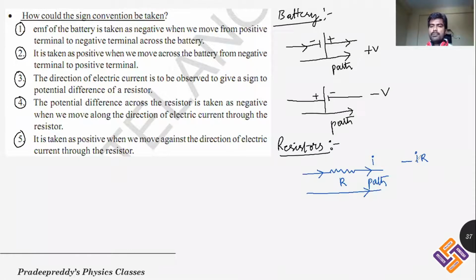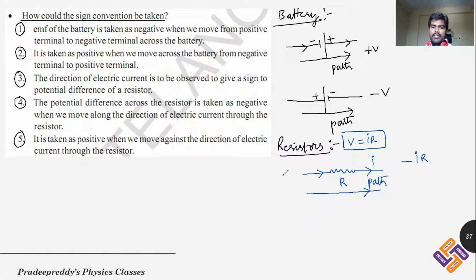We are using just Ohm's law. What is voltage dropped across the resistor? Voltage dropped across the resistor, V is equal to IR. As there is some voltage dropped across this resistor, we are taking here negative sign, minus IR, when you are going in the same direction as that of the current. So this is one sign convention.